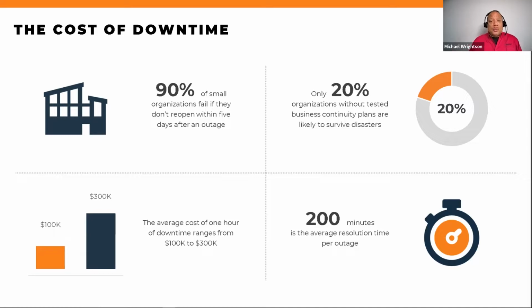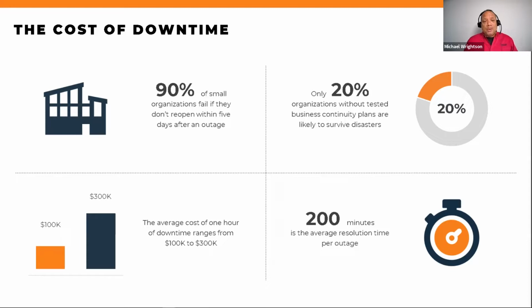Only 20% of organizations without tested business continuity plans are likely to survive that. So out of 100%, 80% of these businesses would probably not survive it. Only 20% that have business continuity plans will. So it's really important that you plan these things out and go through all the different scenarios that are likely to happen. The average cost of a disaster is somewhere around 100 to 300,000.